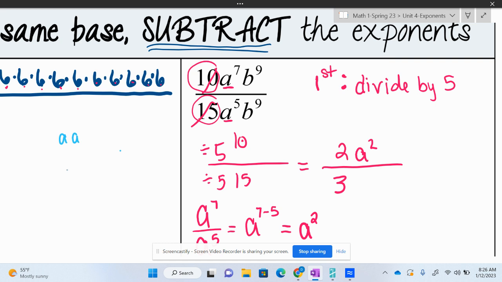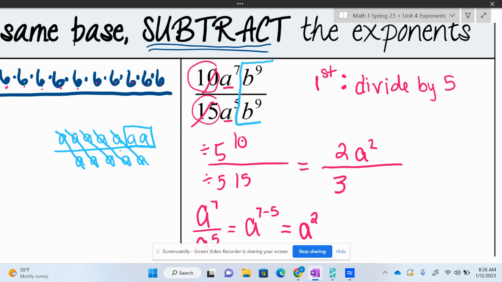I had A times A times A times A times A times A times A over A times A times A times A times A. When I cross off one from the top, one from the bottom, where are they left? Are they left in the top or in the bottom? They're left in the top, right? That's why those go up in the top. So the idea when you have a fraction is that if the larger exponent is in the top, that's probably where you're going to end up with it. If the larger exponent is in the bottom, that's probably where it's going to end up once you use the rule, okay?